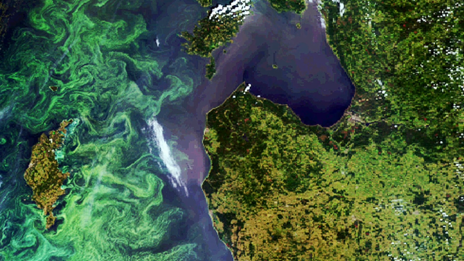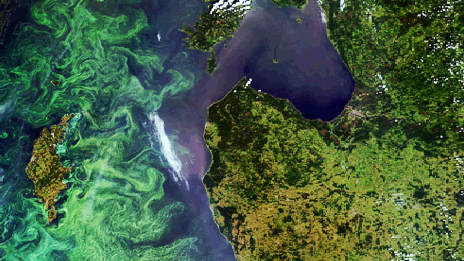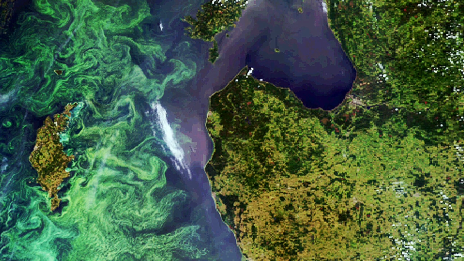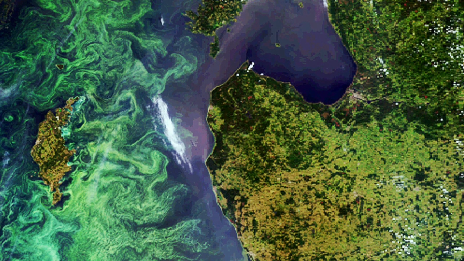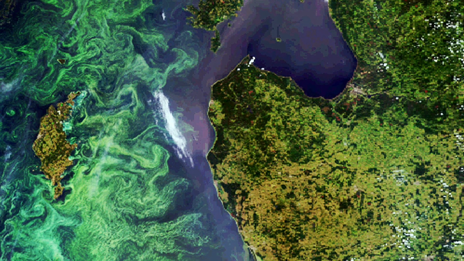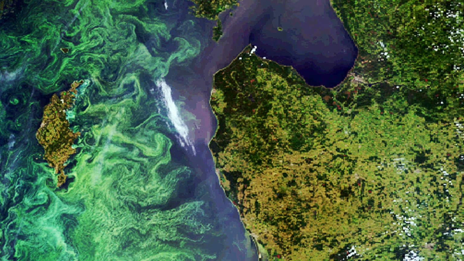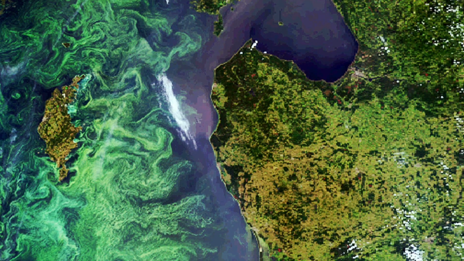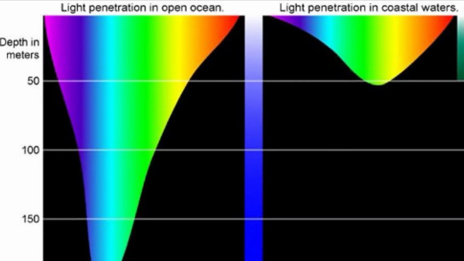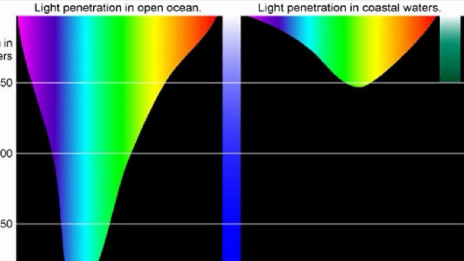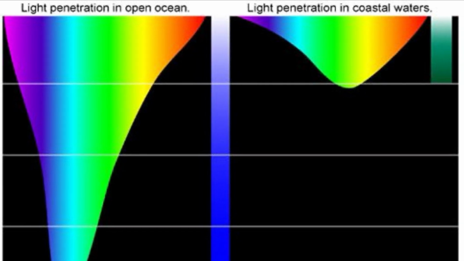In coastal waters, light can only penetrate to a depth of about 40 meters. In the open ocean, that is not the case. It can penetrate to a depth of up to 200 meters. At that depth, only 1% of light makes it through the water. As you can see with this graph, the light penetration is much deeper in the open ocean.